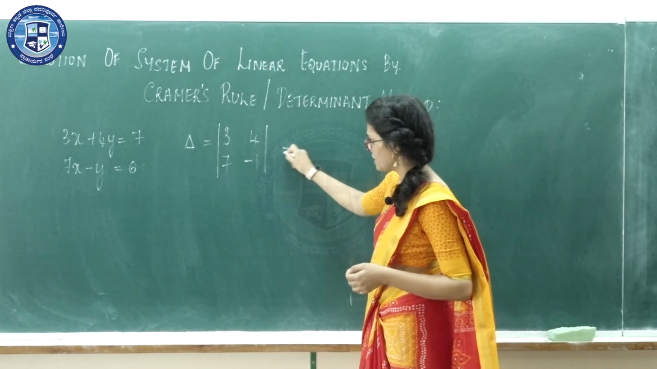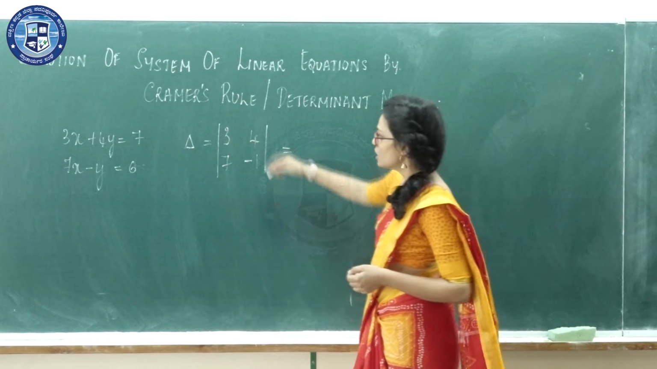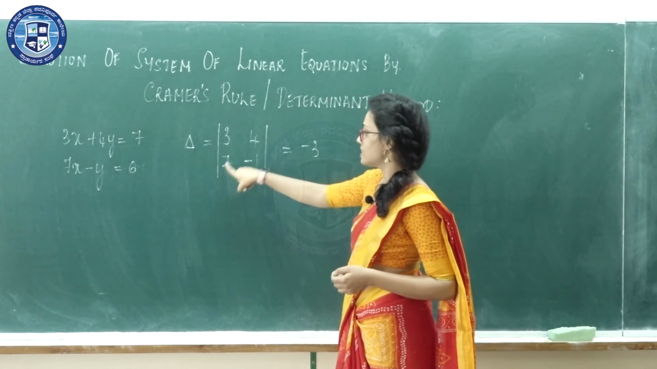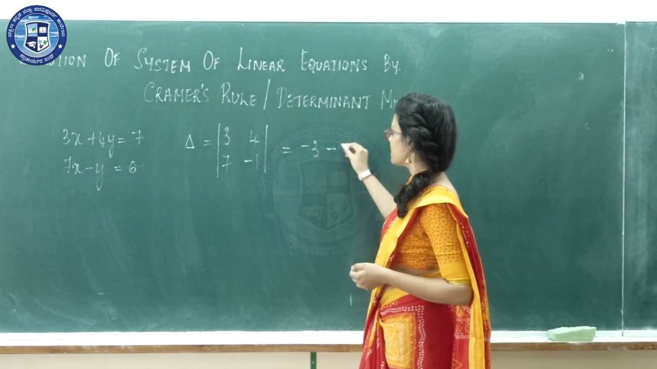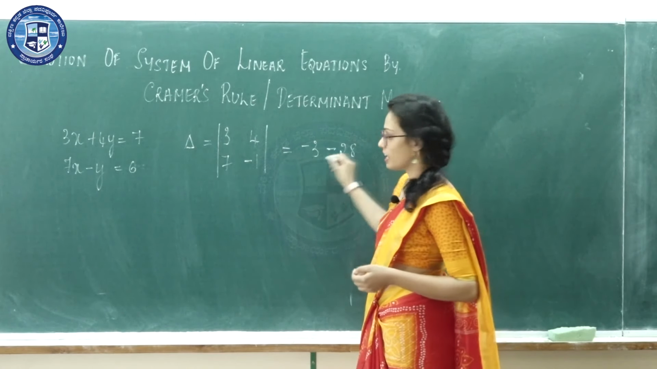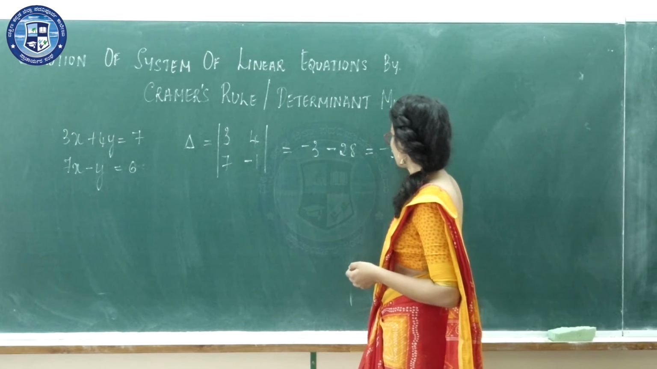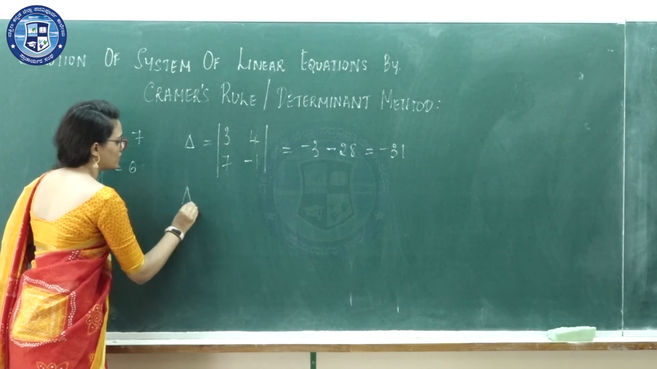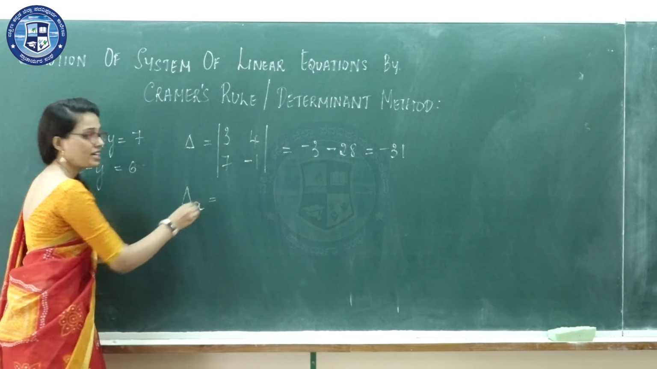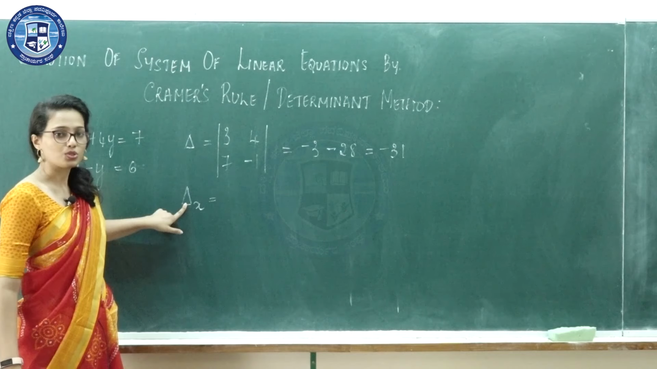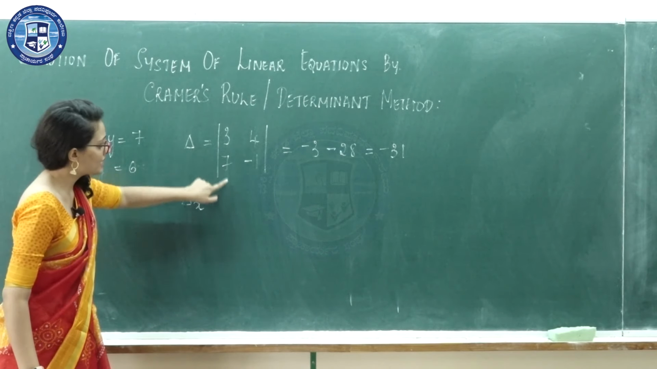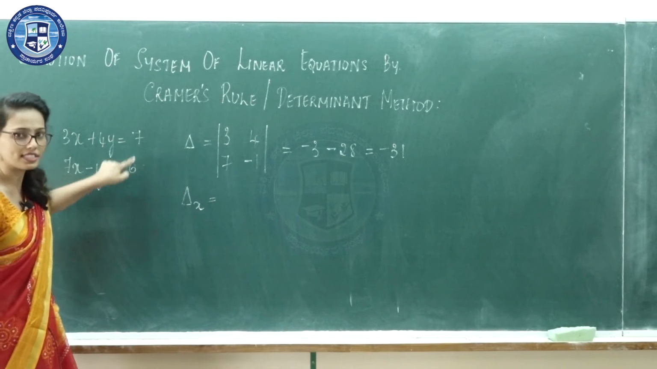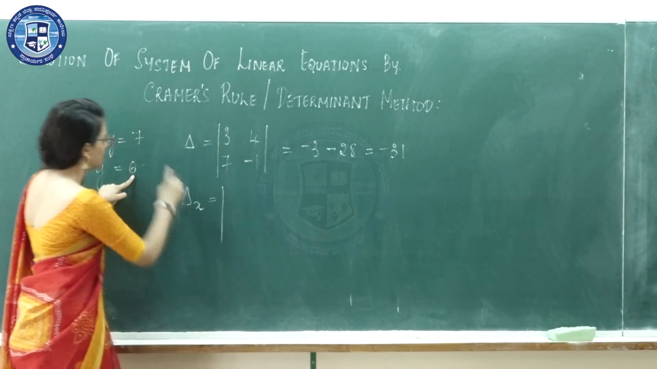So now let's calculate what is this determinant value. So 3 into minus 1 is minus 3, minus 7 into 4 is equal to 28. So my answer over here is minus 31. Okay. So next step, I will find what is delta x. Okay. For this step, what I am going to do here is I am going to replace the first column by these constants. So let's replace the column with these constants.